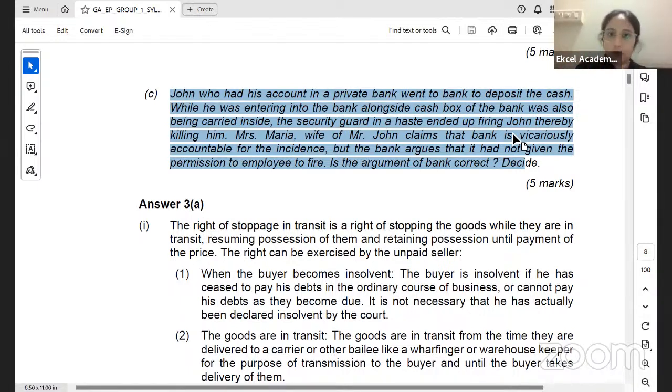Your employee has done this, and it was for your good only that he did it. In order to protect the cash box of the bank, he has done it, so you are responsible. This is what Mrs. Maria, the deceased's wife, is telling. But the bank argues that it had not given the employee permission to fire. Bank says, we have never told our employees to fire. We have just told them to threaten people if they come near the cash box. But we have never told our security guard or employees to kill anybody. So now, is this argument of the bank correct?